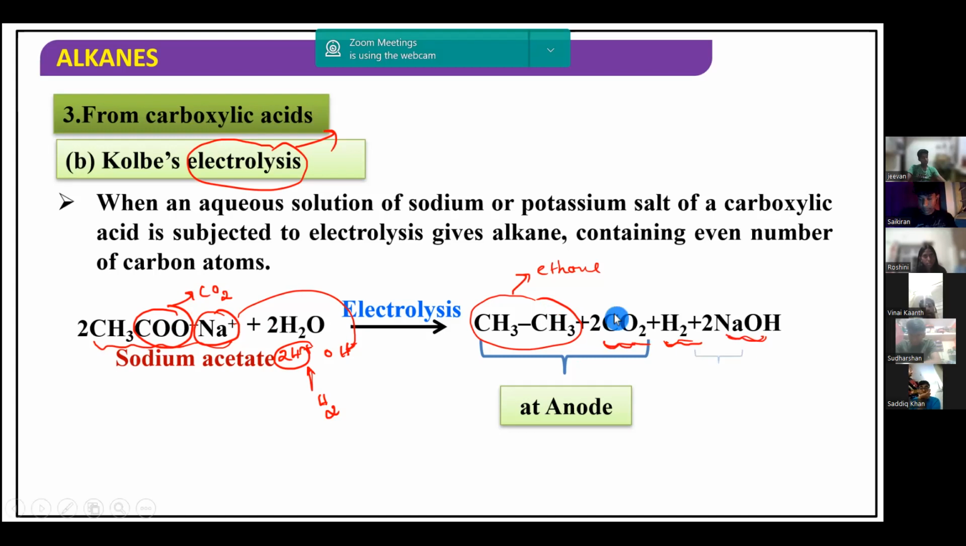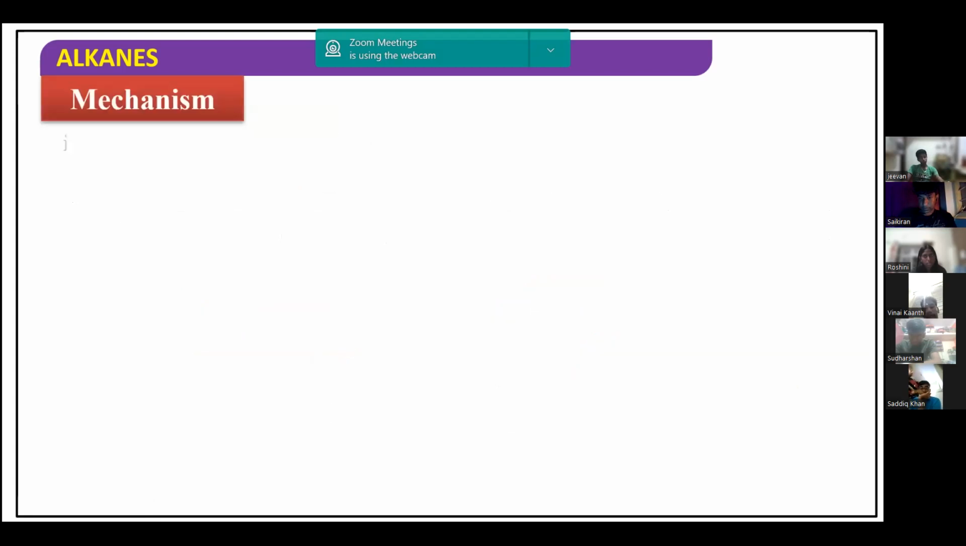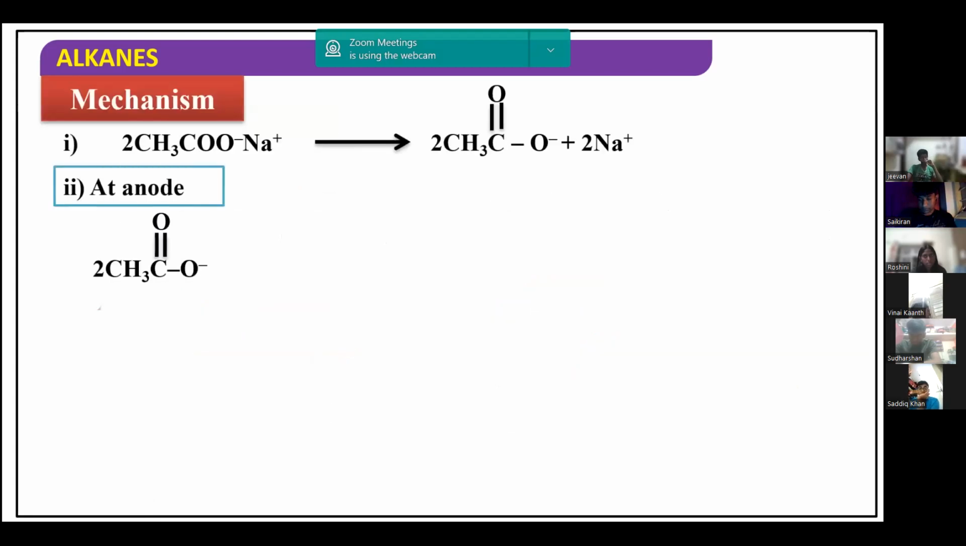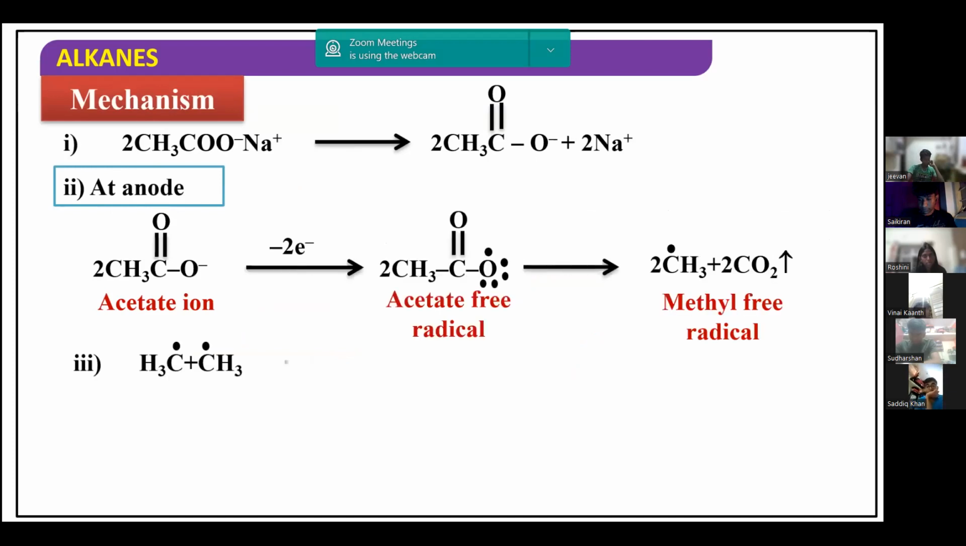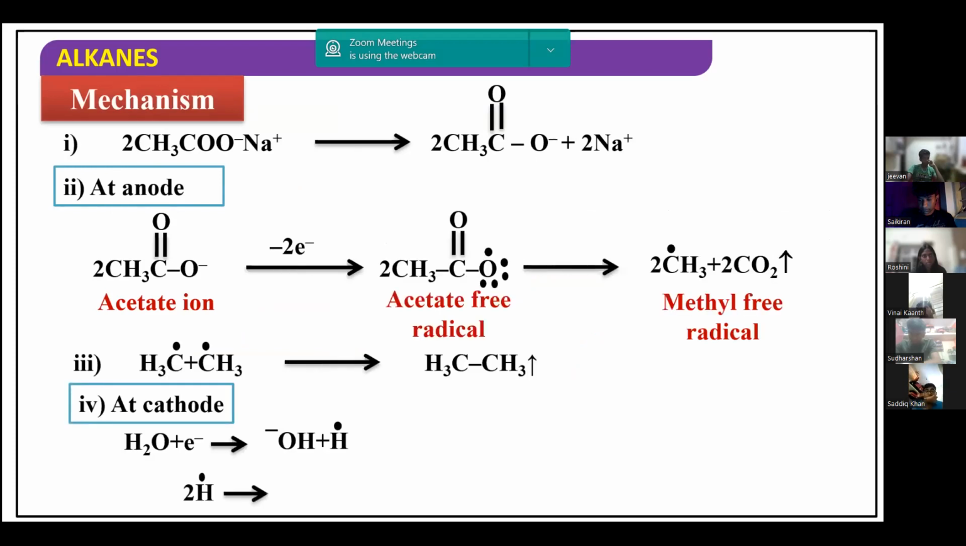So the mechanism behind this is very important. What happens at the cathode and what happens at the anode, I'm just going to explain. Just listen carefully. Now, this is the aqueous solution. When I add water, it is going to dissociate as acetate ion and sodium ion. Now, the acetate ion will have 6 electrons around oxygen. The octet of oxygen is completed. That's why one extra minus charge is there on this.